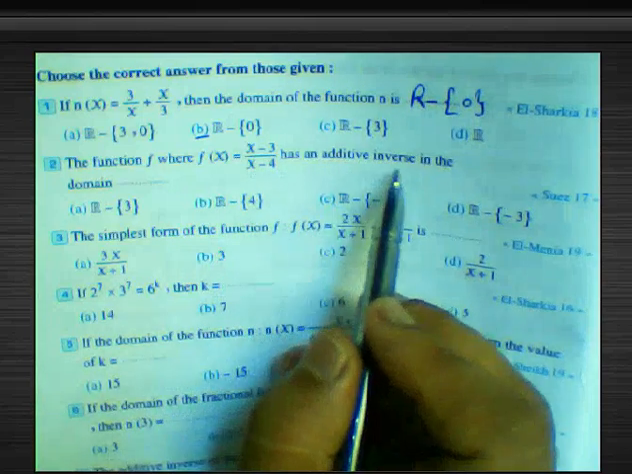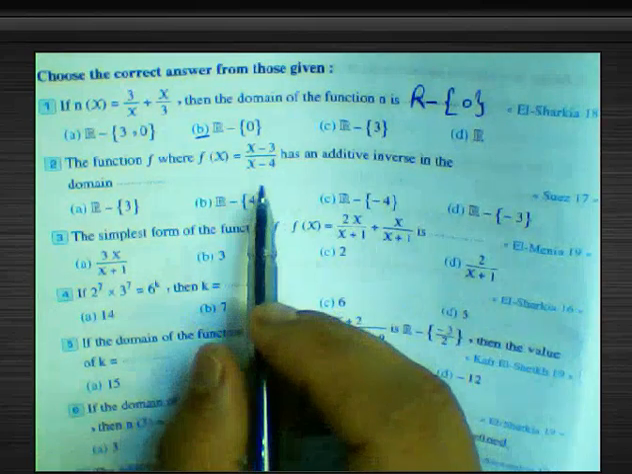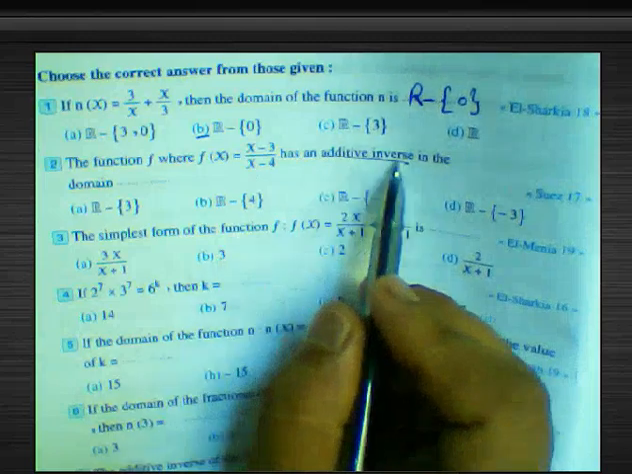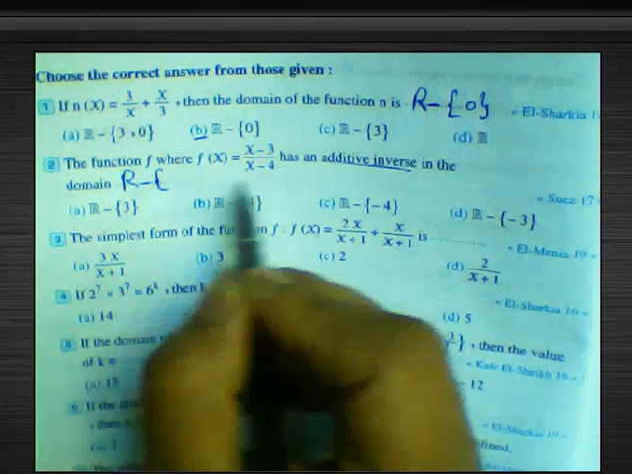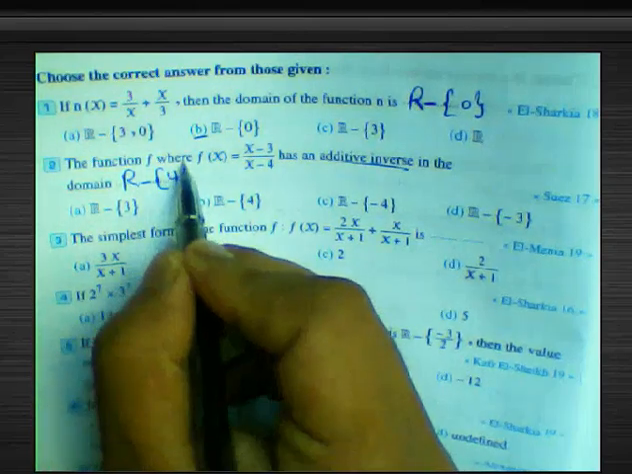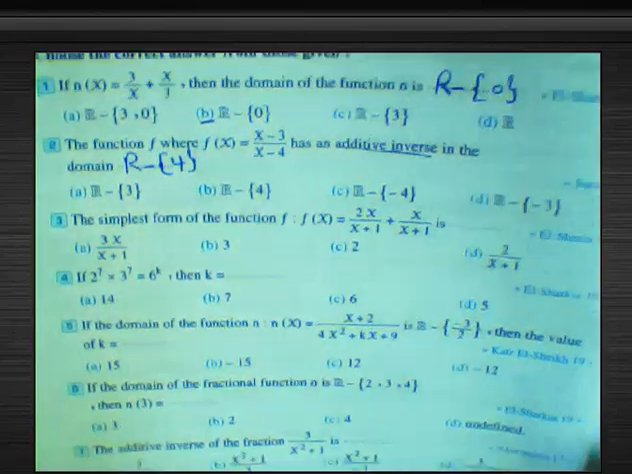Question 2. The function f, where f of x equals x subtract 3 over x subtract 4, has an additive inverse in the domain R subtract 4. The domain will be R subtract the set of zeros of the denominator, R subtract 4.